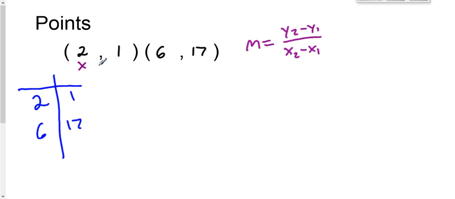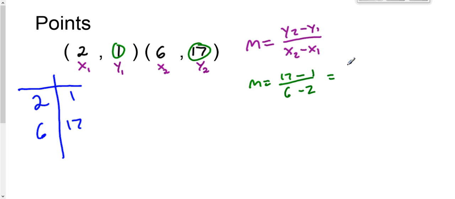So each one of these points, x and y, we just have to choose one of them to be the 2's and ones to be the 1's. I'm going to make this grouping the 2's, this grouping the 1's. When I plug it in, I get 17 minus 1. So I take the y's, put it over the x's, x2 minus x1. And I end up getting 16 over 4, or just 4.